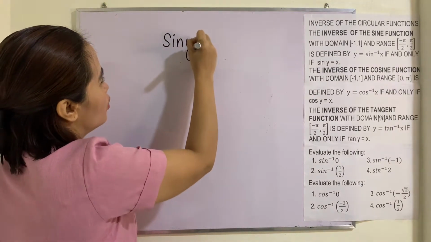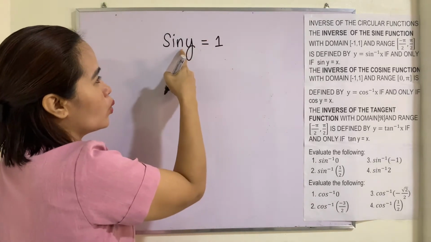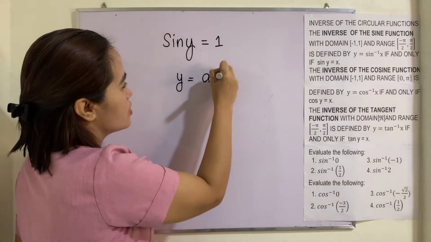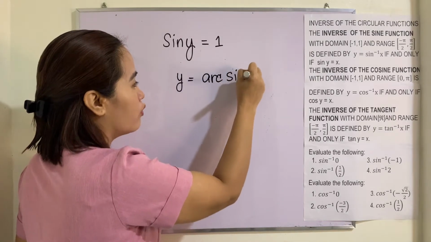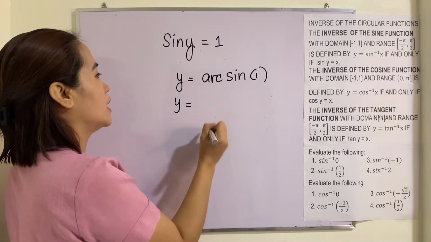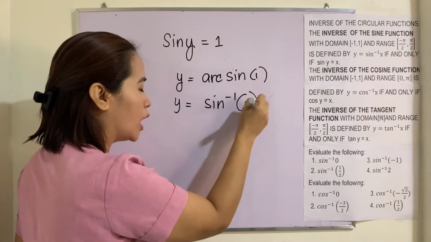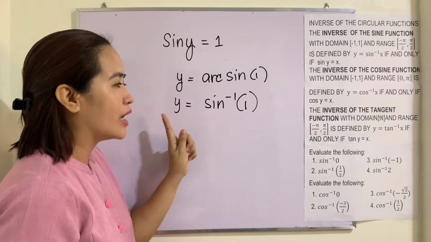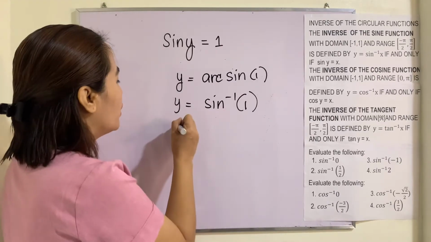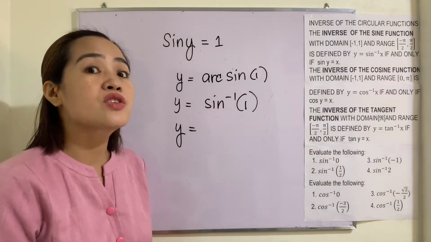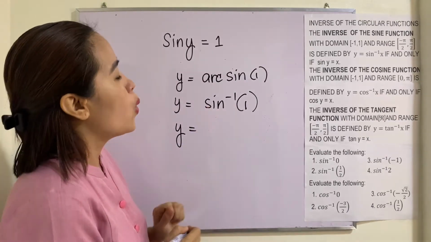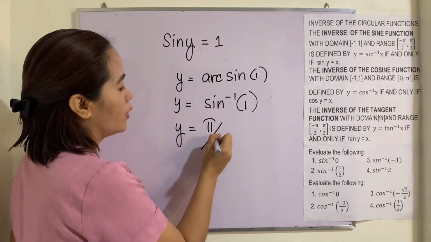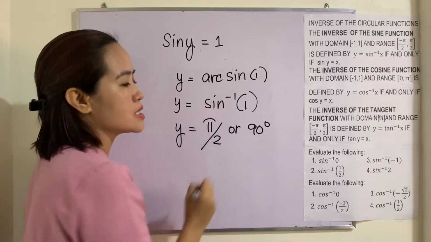Suppose we have here sine y is equal to 1. We know that y here is an angle. To get the value of this angle, we get its inverse, and that is arc sine of 1. Again, this one is read as arc sine 1. If we are getting the value of the angle, we have to get its inverse. Now, we have to look at the angles in the unit circle. Of course, if we have sine 1, it can be found where? In angle pi/2, or of course 90 degrees.